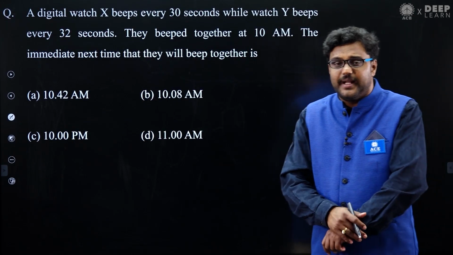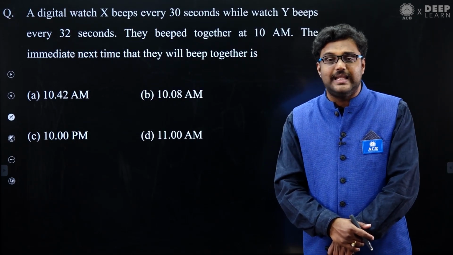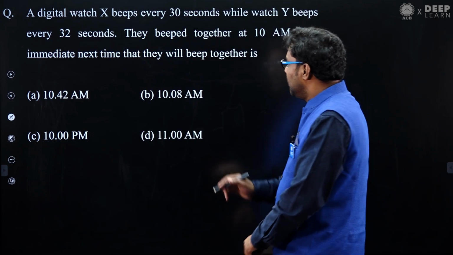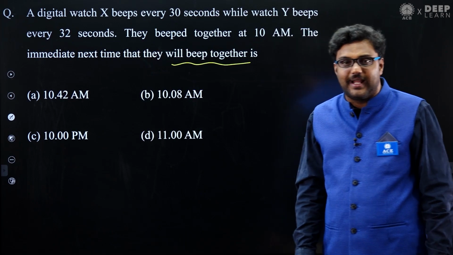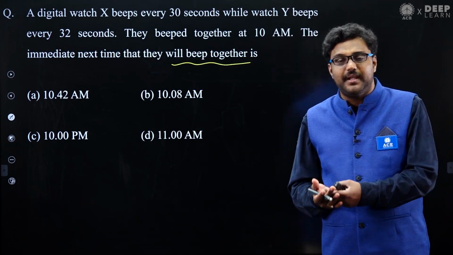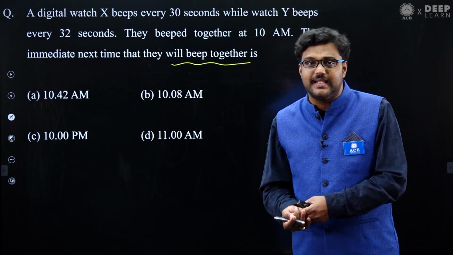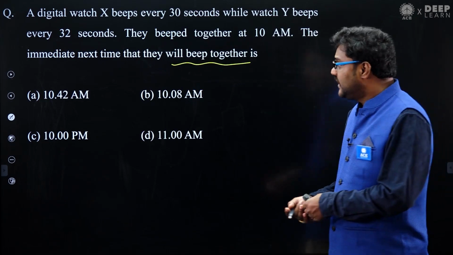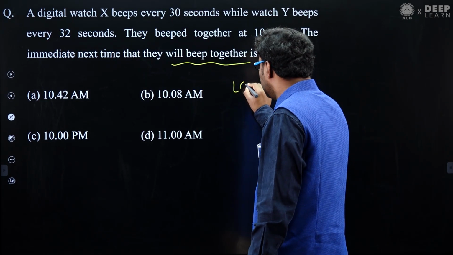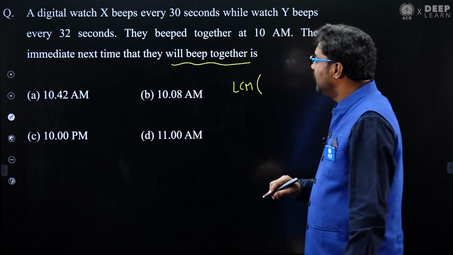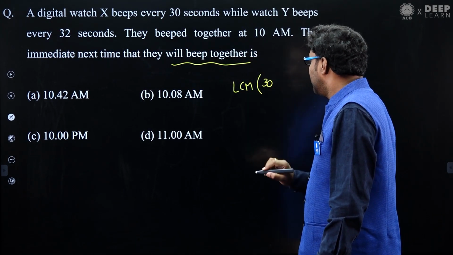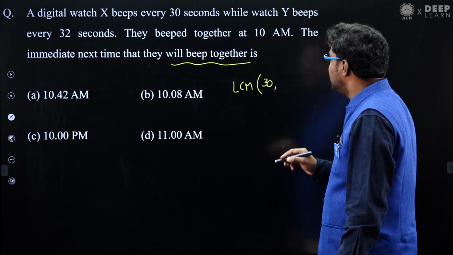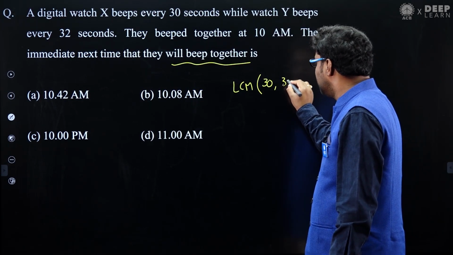So this next question, my dear friends, is related to number systems, the LCM concept. We said in our deep learn platform or maybe in online classes, you people know, whenever they mention together, simultaneously, or meeting, you should apply the LCM concept. So here, as per the LCM concept, there are 3 watches. The first one beeps every 30 seconds.